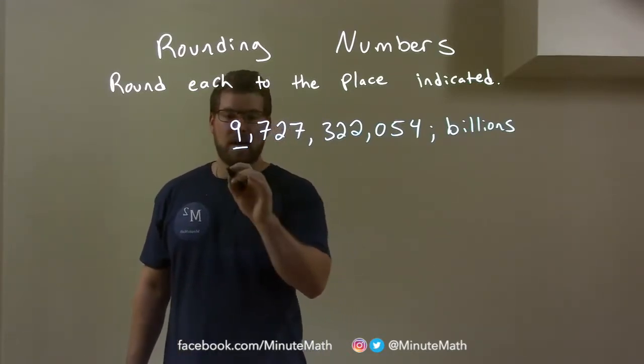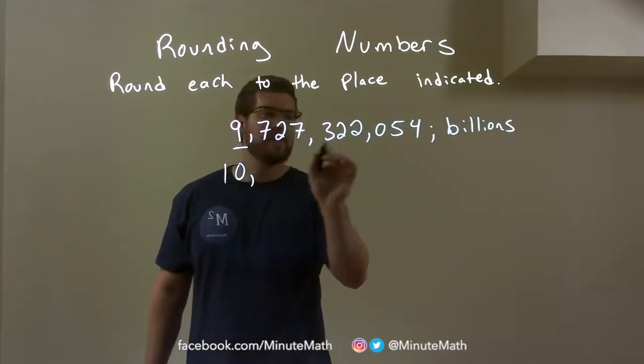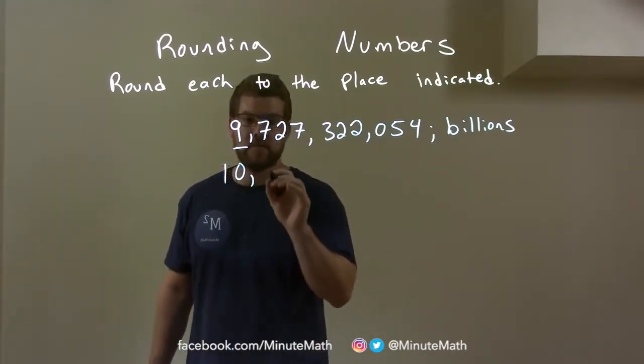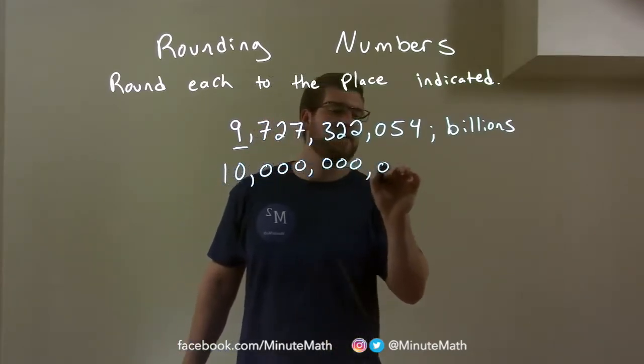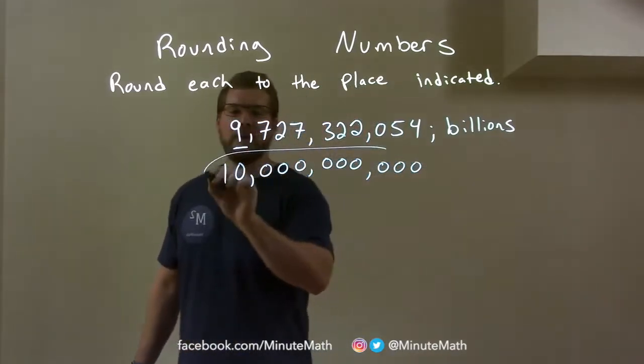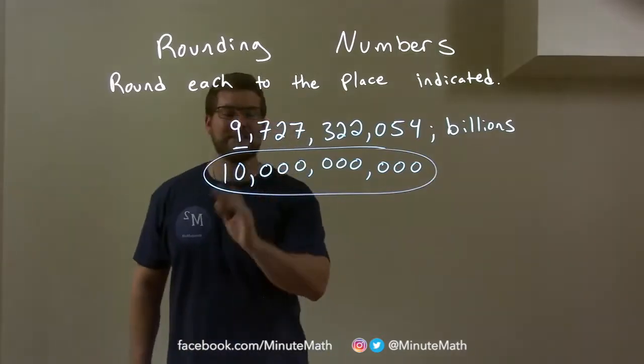1 plus 9 is 10. So we have a 10 here, and the rest of these numbers get replaced with zeros at this point. So 0, 0, 0, 0, 0, 0, and 0, 0, 0. And so here we have our final answer of just 10 billion.